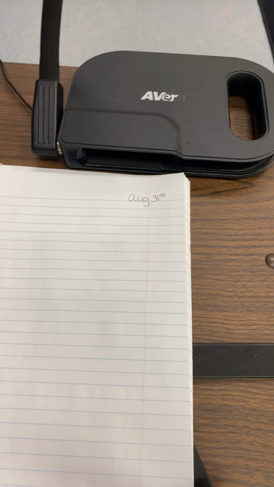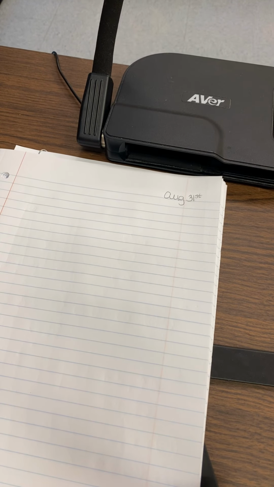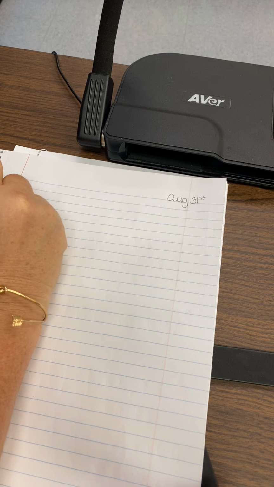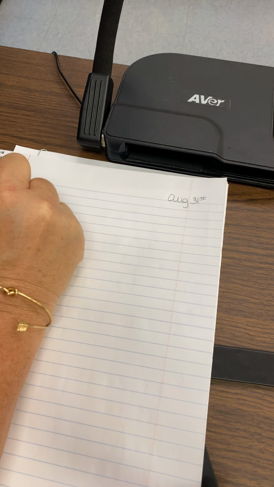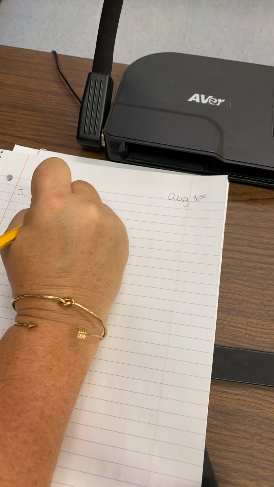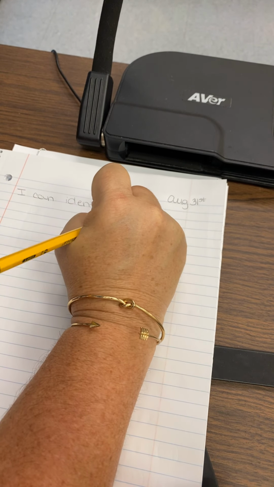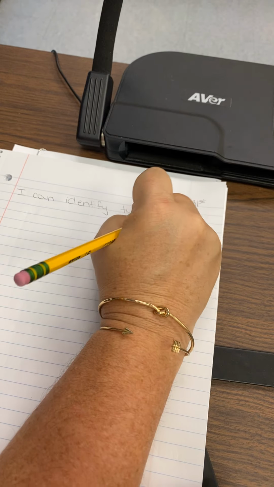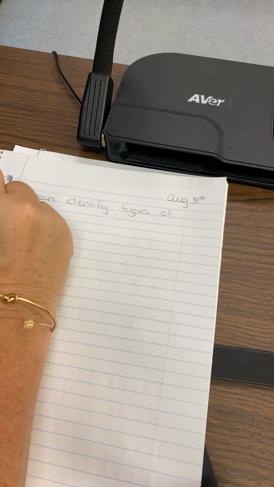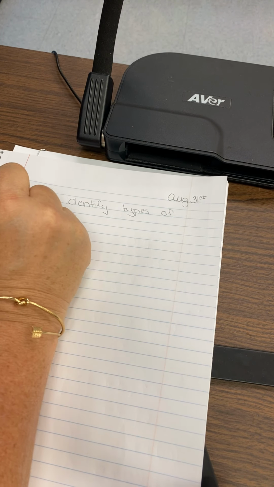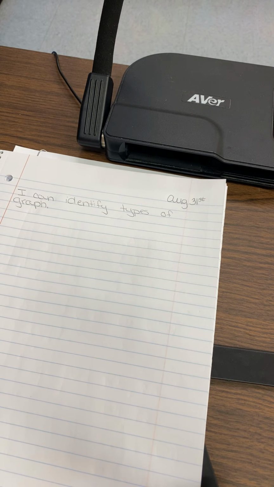So today is August 31st, and we're going to talk about the types of graphs. So your I can statement can be I can identify, because that's all I need you to be able to do, the types of graphs. And when I say types of graphs, I'm not talking about line graphs and bar graphs.